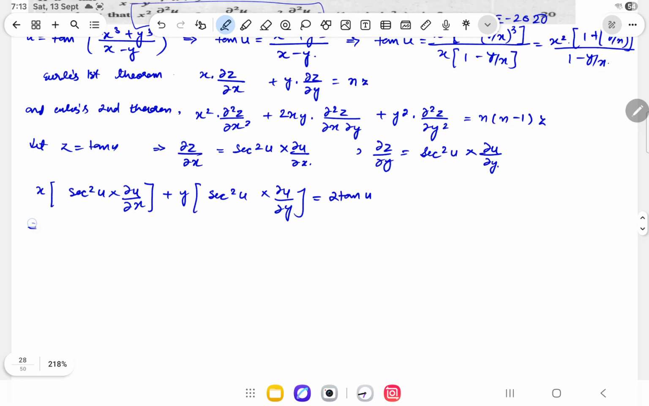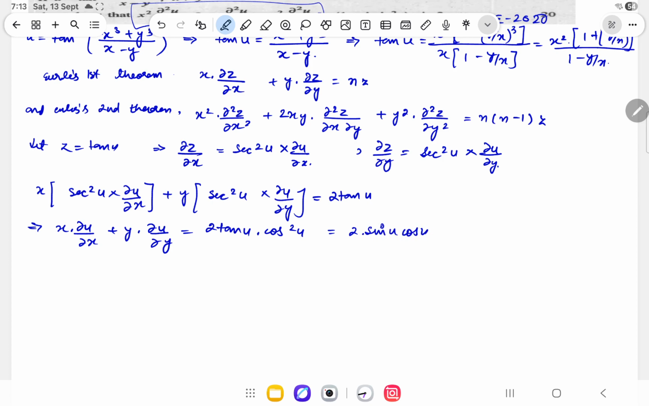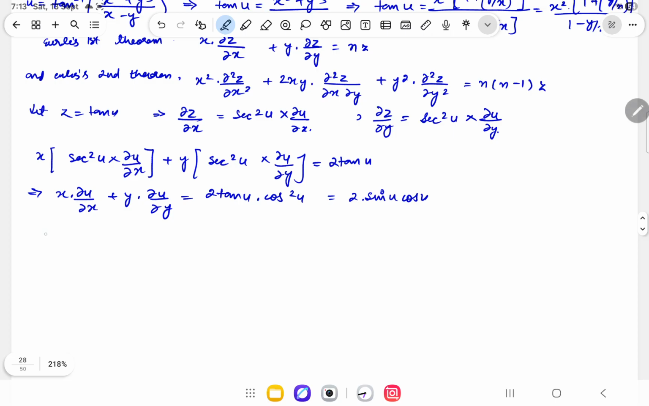If I simplify it, I'll be getting x into del u by del x plus y into del u by del y equals 2 tan u into cos square u. So this is equal to 2 sin u cos u only, because I can write tan u as sin u upon cos u. So from here I got x into del u by del x plus y into del u by del y is equal to sin 2u. Now let's calculate double derivatives and see what we get.